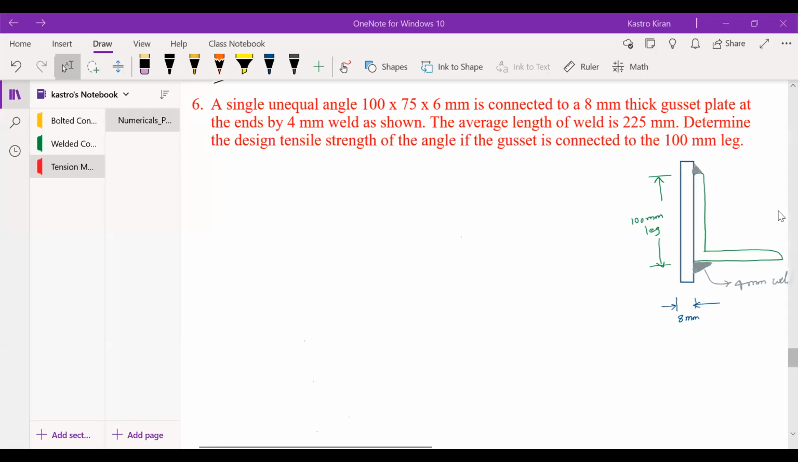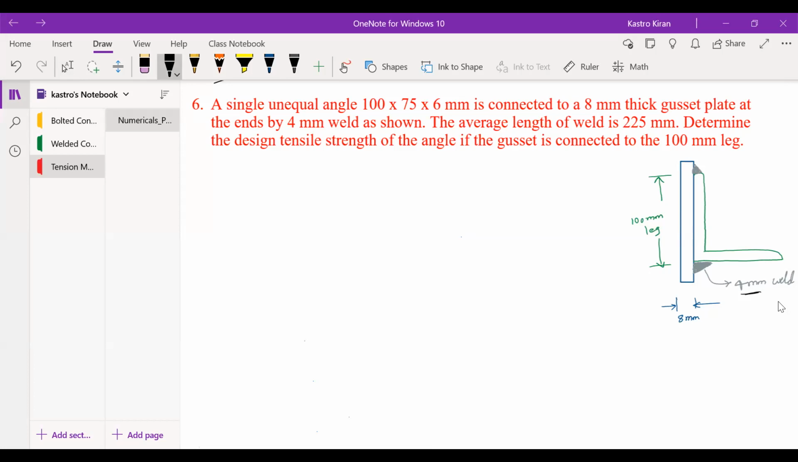So if you look at the problem, it is said that a single unequal angle, which is of ISA 175 by 6 mm, is connected to an 8 mm thick gusset plate at the ends by 4 mm weld. So the welded connection is also shown in the figure. At the ends, it is connected with 4 mm welds, and the average length of weld is 225 mm.